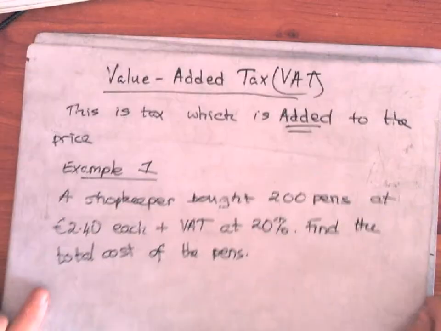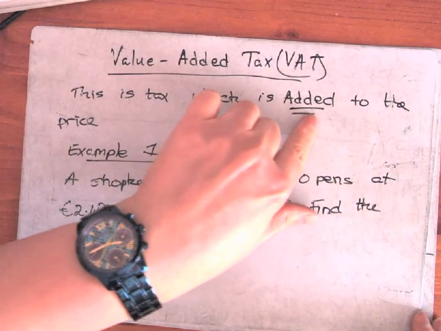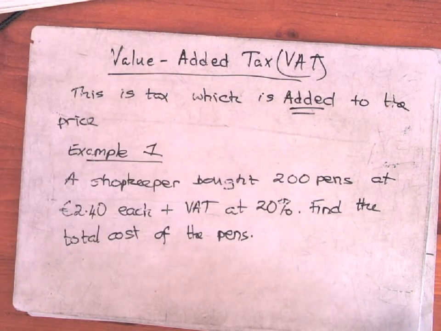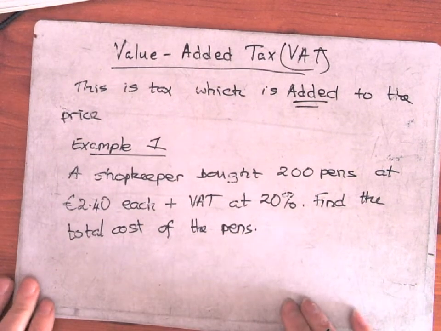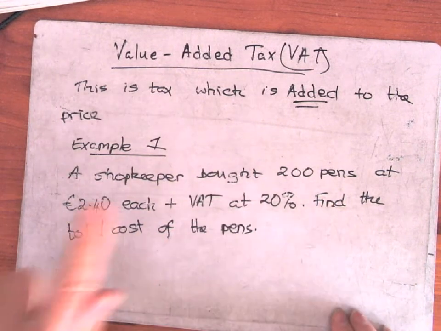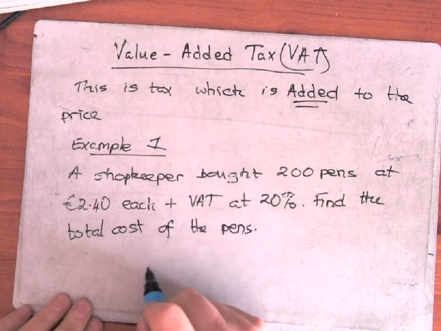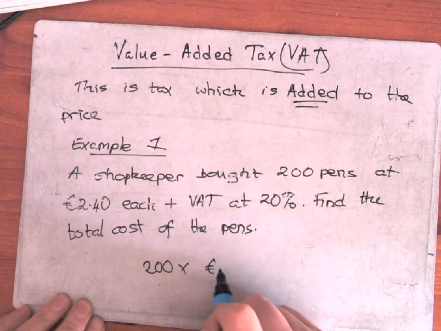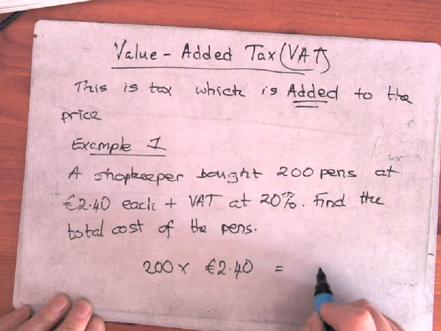Next is value added tax. Now value added tax is tax which is added. It's value added tax, so it's added to the price. Example: a shopkeeper bought 200 pens at €2.40 each plus VAT at 20%. So you have to find the total cost of all the pens. So you multiply 200 pens, each pen costing €2.40. So 200 by €2.40 is €480.